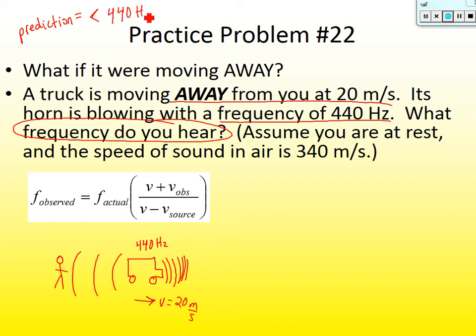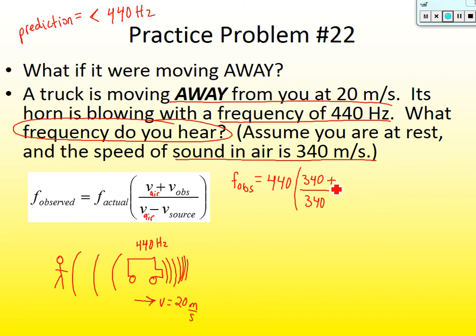Okay, but now let's use the Doppler effect equation and actually quantify how much lower it will be. So let's run through that. F observed is equal to F actual, which was 440. Then we have these parentheses. V air: it said that the sound in air is 340, so that's where I'm going to put 340 in. It's also on the bottom as well, so I'm just going to quickly put a 340 on the bottom.